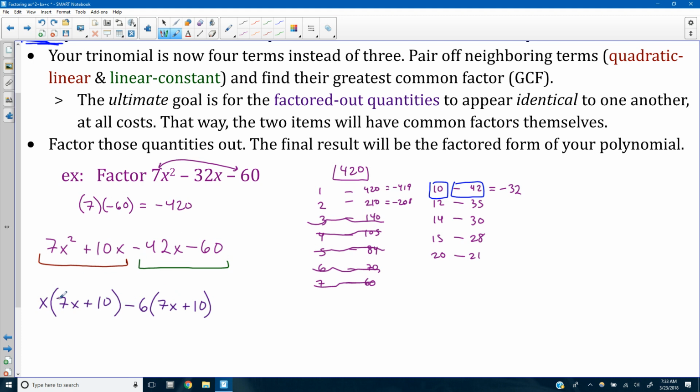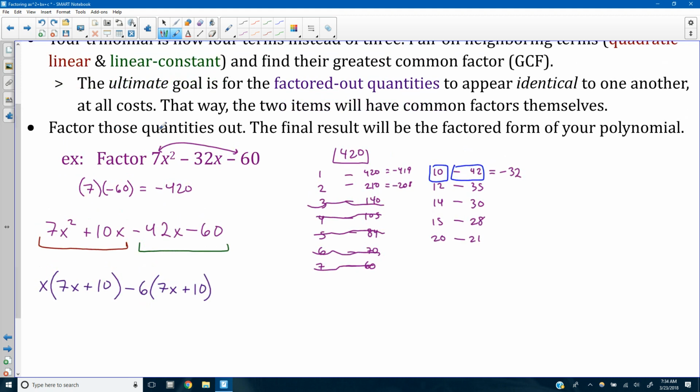You're kind of asking yourself, what's the greatest common factor here, and what's left? I want this to be left here. What do I have to factor out? That's kind of what's being asked. And this was the greatest common factor here and here. Now, I'm going to factor these quantities out. I'm going to factor out this 7x plus 10 from both terms.